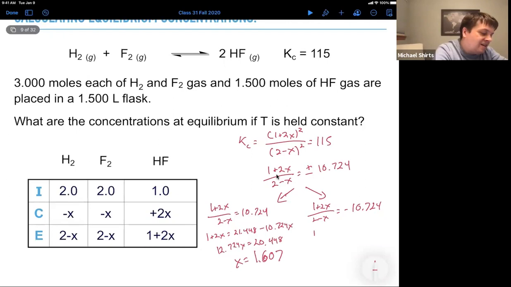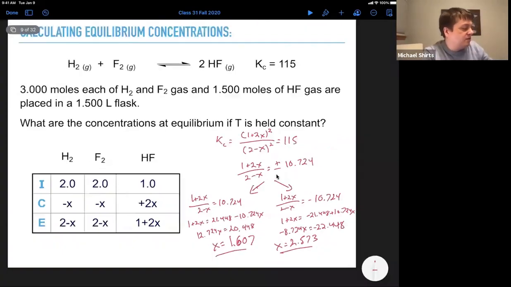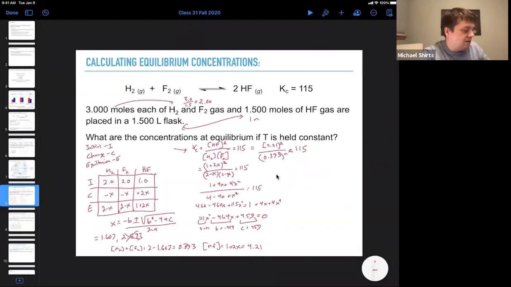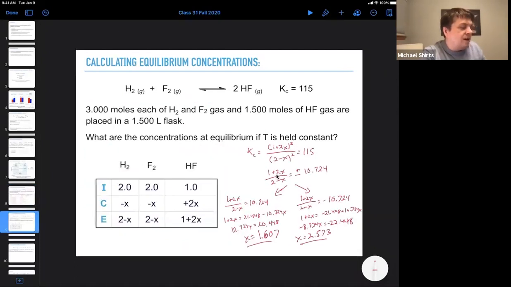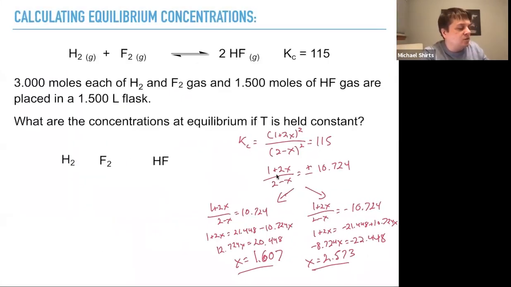And on the other side, 1 plus 2x equals minus 21.448 plus 10.724x. When you simplify everything out, this leads to minus 8.724x equals minus 22.448, or x equals, totally unsurprisingly, 2.573, which are the exact same answers that we got on the previous page. Right, there we go, 1.607, 2.573.